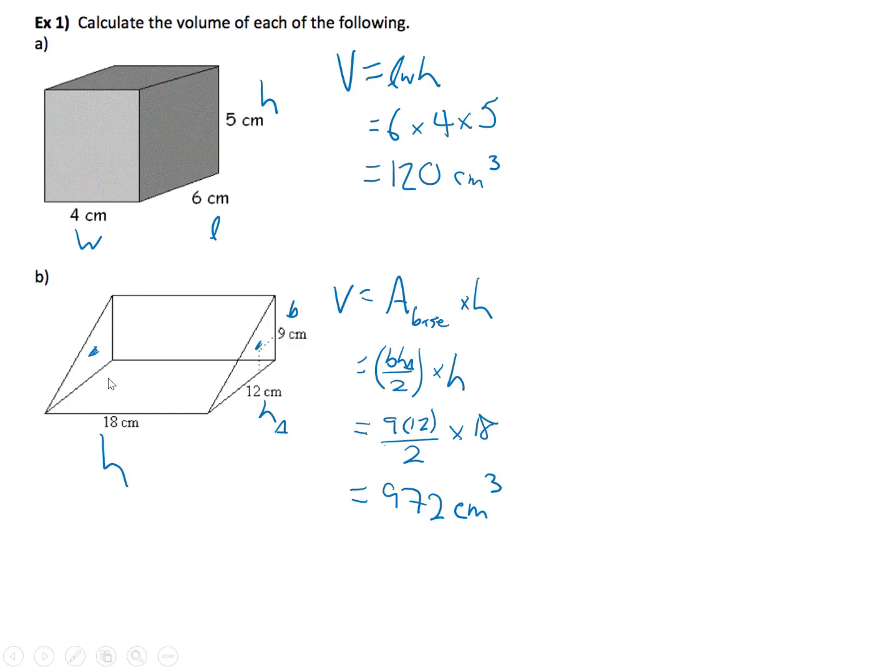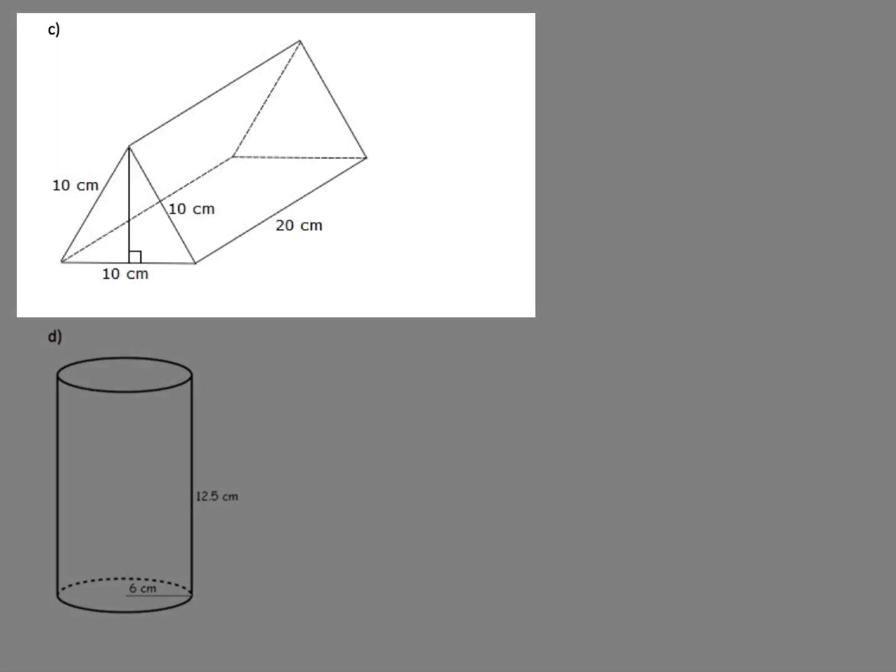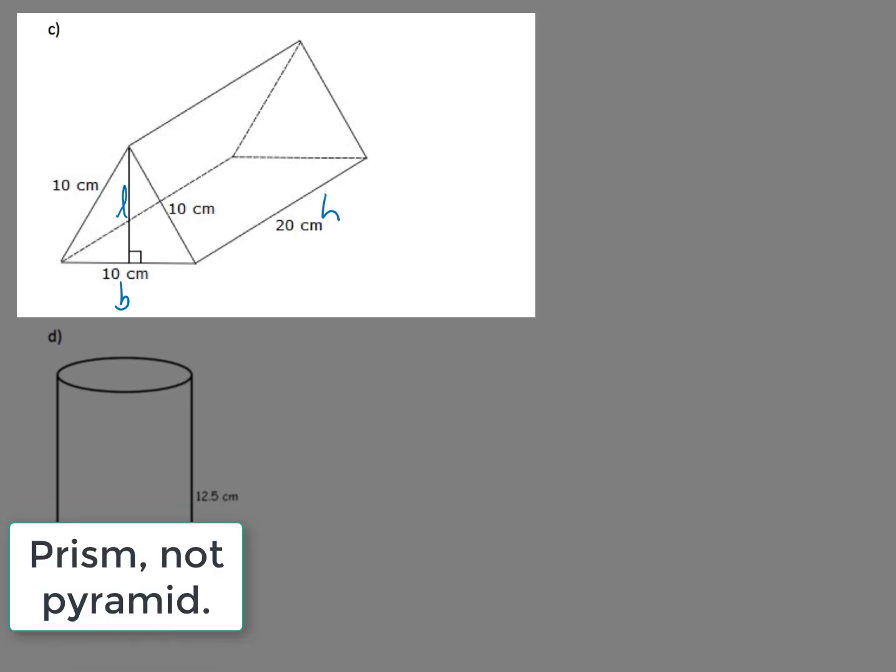All right, next slide. Here we go again. We got another triangular-based prism. Not a pyramid, this is a prism. But in this case, we're not actually given the height. This time, I'm going to label this B, label this H, and then I'm going to label this L up here. So the height of my triangle is going to be L now. I'm going to use red to highlight this.